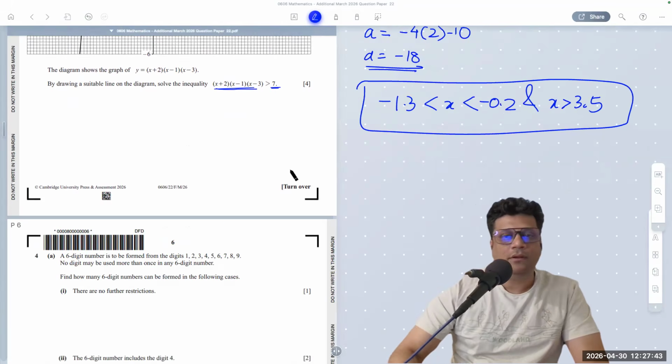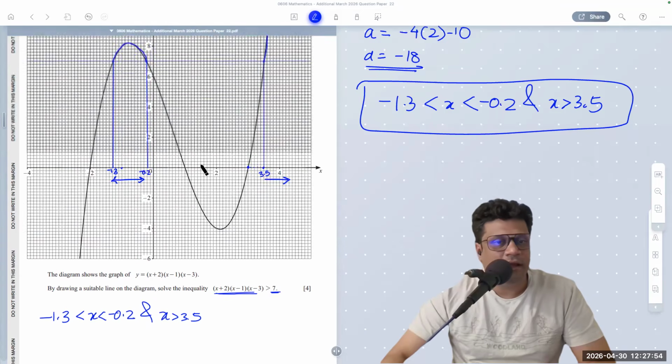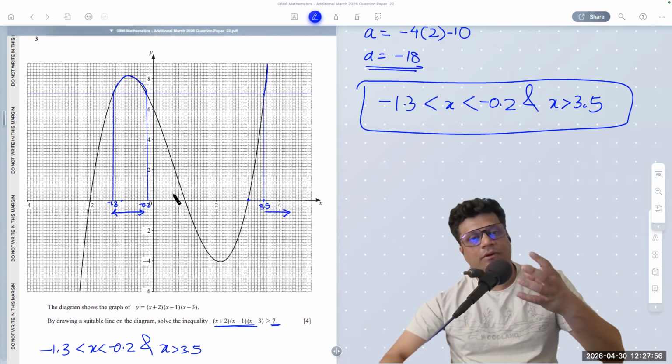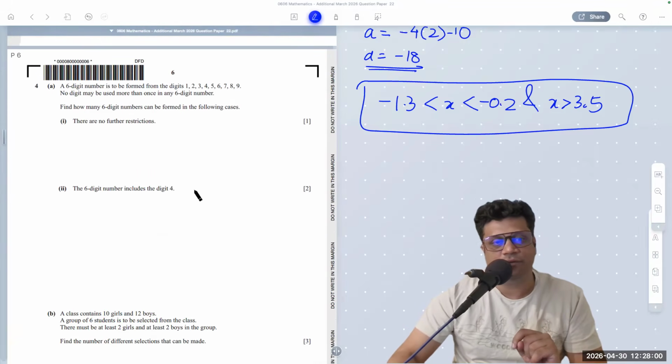Okay. x lies between negative 0.2 and negative 1.3, and x greater than 3.5. The common mistake here is to read the coordinates wrong. Okay, so that was the third one. Let's go to the fourth one now.